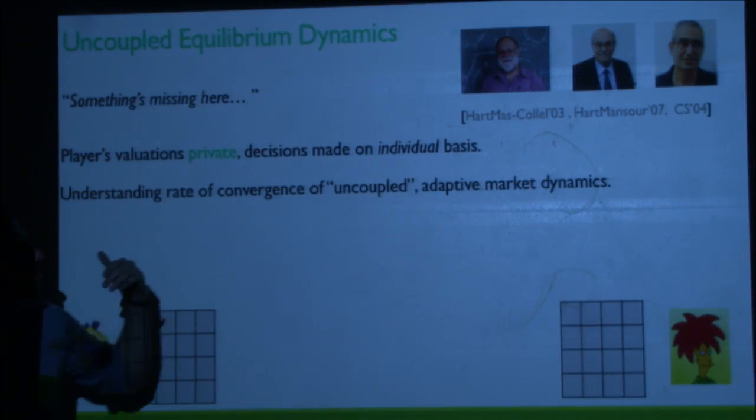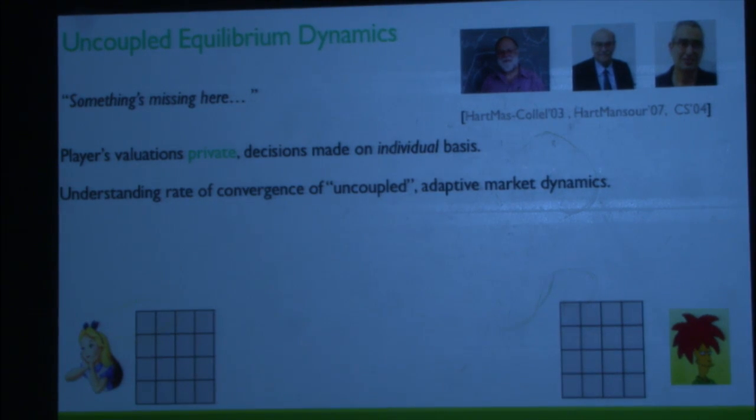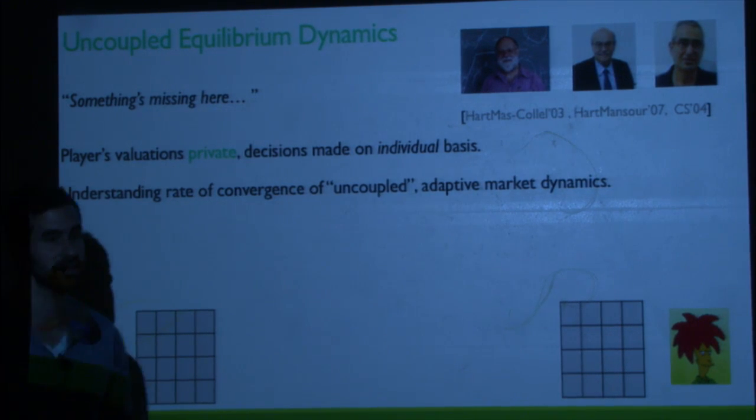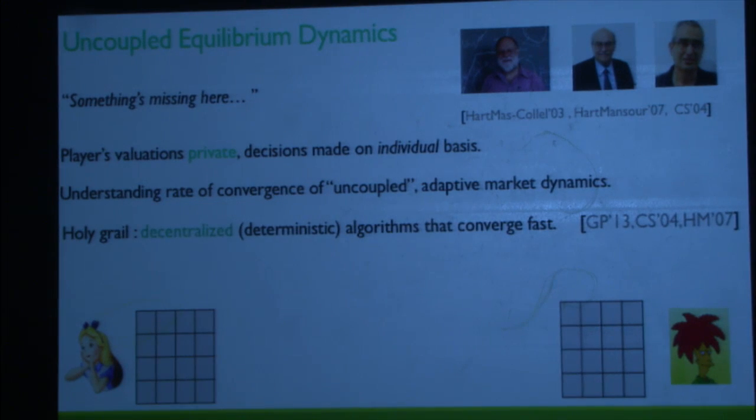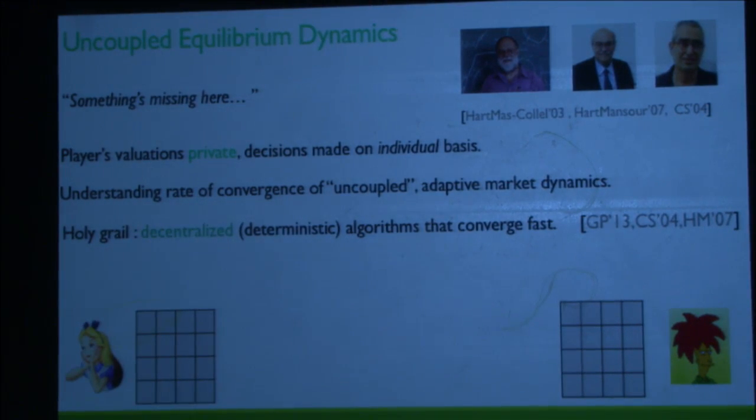The motivation and supporting argument of these works was trying to understand the rate of convergence of decoupled or decentralized adaptive market dynamics, where the holy grail is to have not just a centralized algorithm that computes Nash equilibrium fast, but a decentralized procedure that achieves this goal.